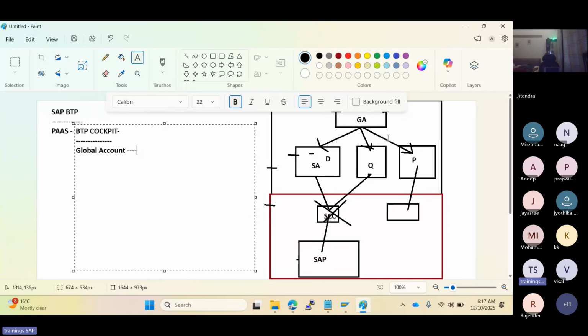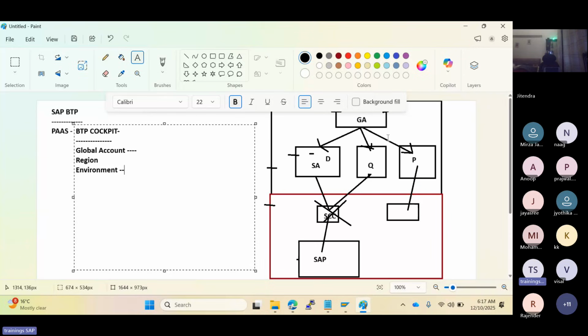Global accounts are region and environment independent. So it's not region specific. It's not like for the EMEA region there is a separate global account, or for Asia users there is a separate global account. It's independent of the region. Global account is independent of the region and environment.